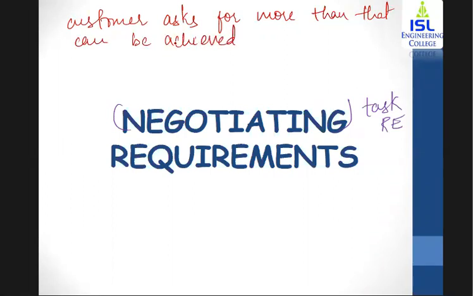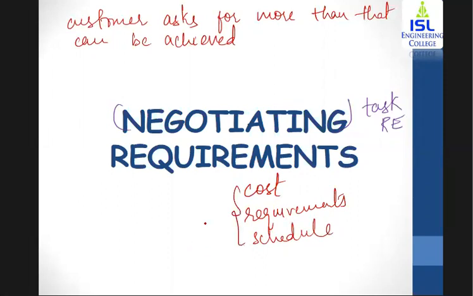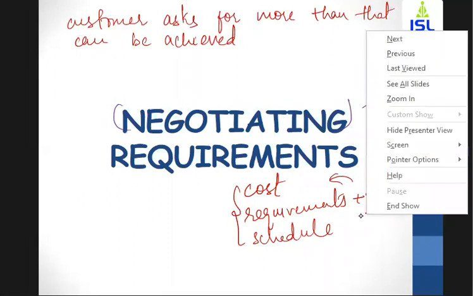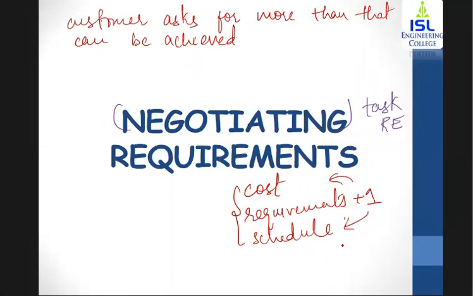That is, when you have identified the specific task, the cost, and all the requirements, and you've made a schedule, when everything is decided, the customer or another stakeholder can come and ask whether they can get some additional requirement within this same cost, or whether this can be delivered within the time schedule. That is asking for something more than what has been decided. That is called negotiating requirements.